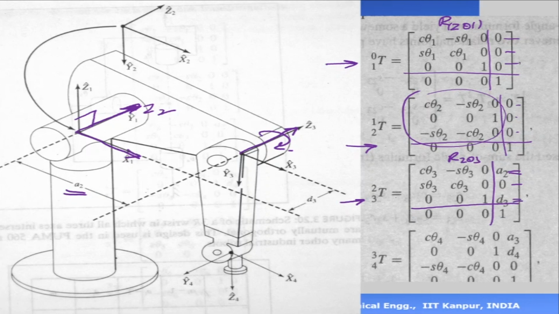Okay, so where is D3? D3 is here. So in the X, Y, and Z directions, it is shifted, so it is A2, 0, and D3. Okay, the second to the third. Now what about the fourth one?